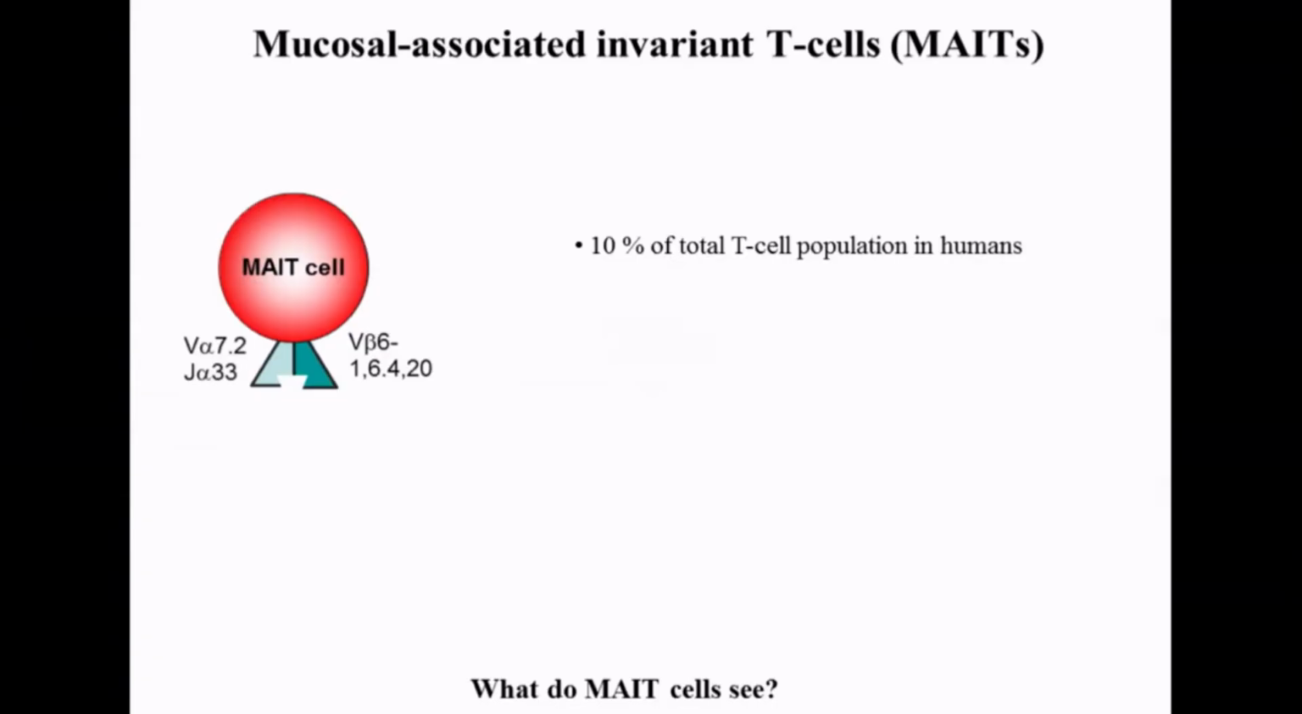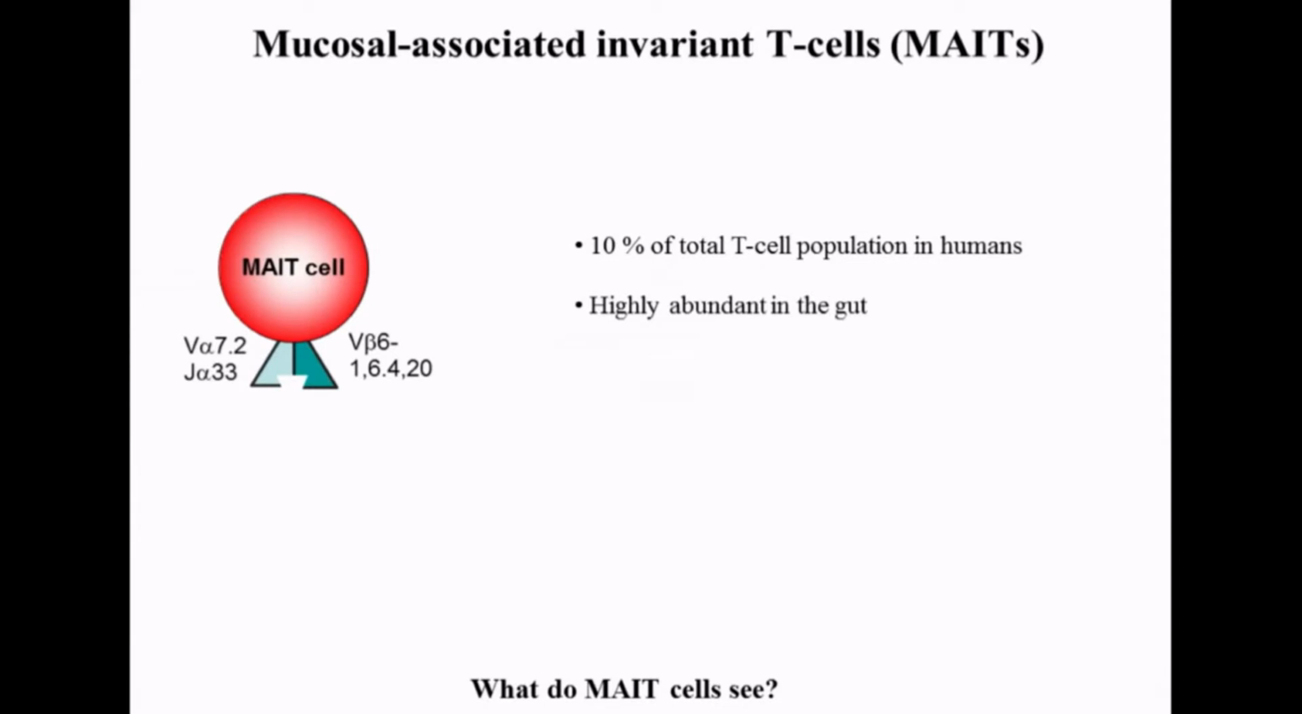Now onto MAIT cells, mucosal associated invariant T cells. They're not in the textbooks yet, and clinicians aren't fully aware of MAIT cells at all, which is quite surprising because MAIT cells can represent up to about 10% of the total T cell population in humans, and in fact up to about 45% of total T cells in your liver. They're highly abundant in the gut, hence the name mucosal associated.